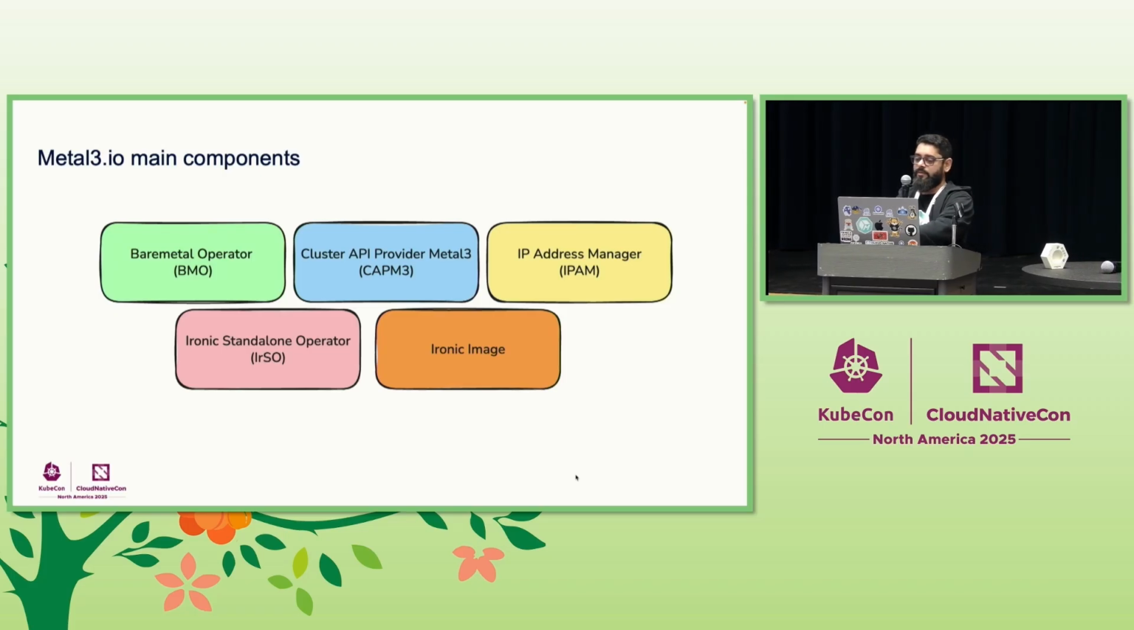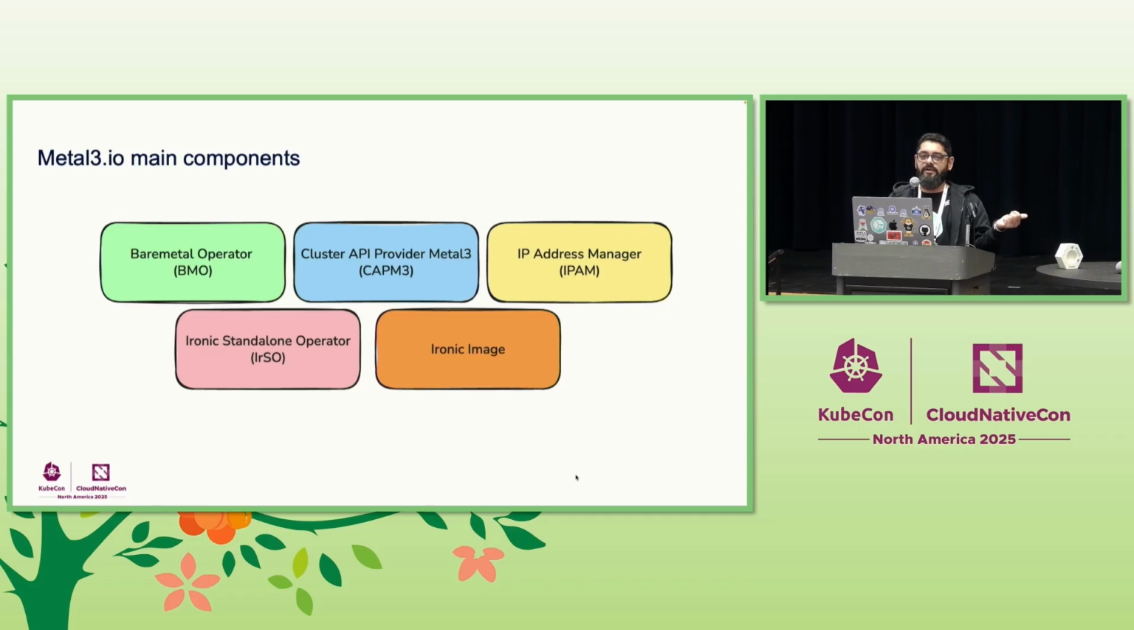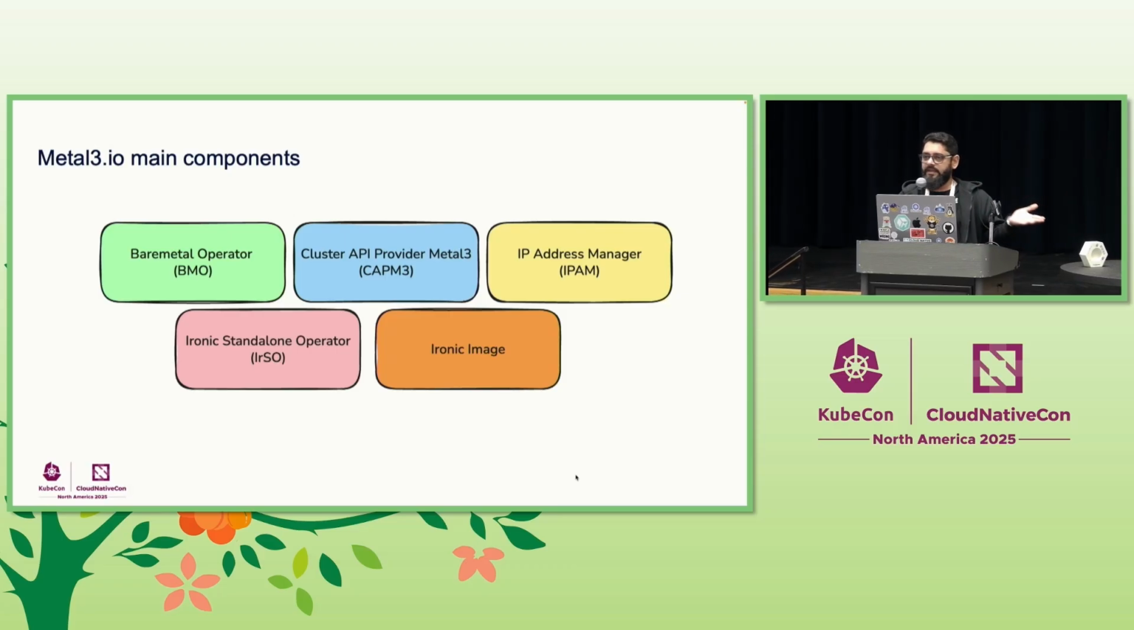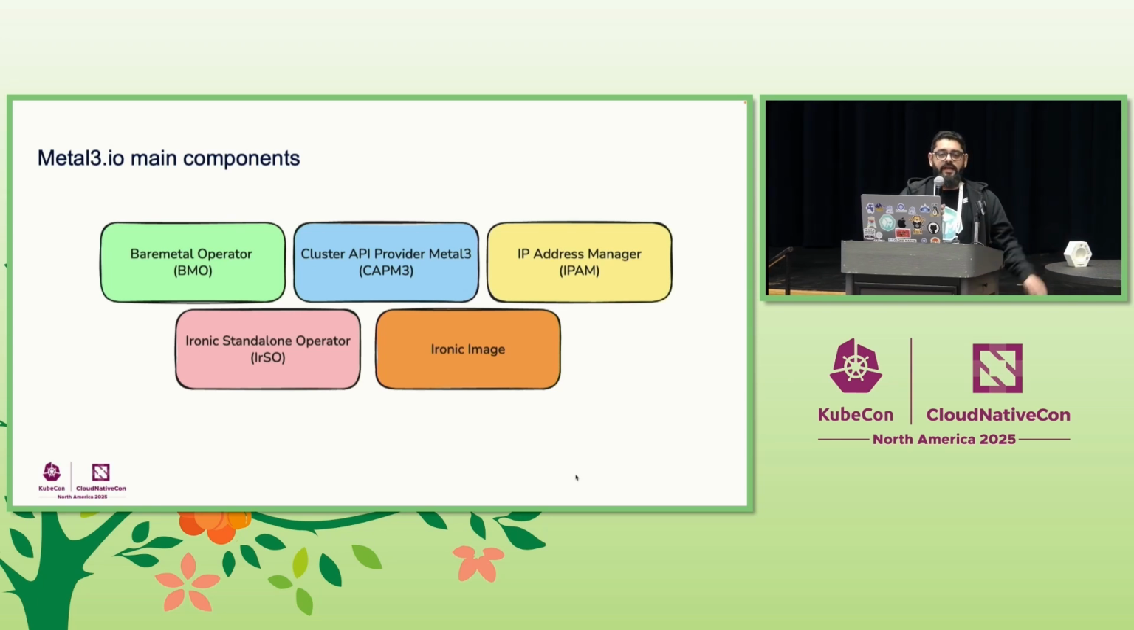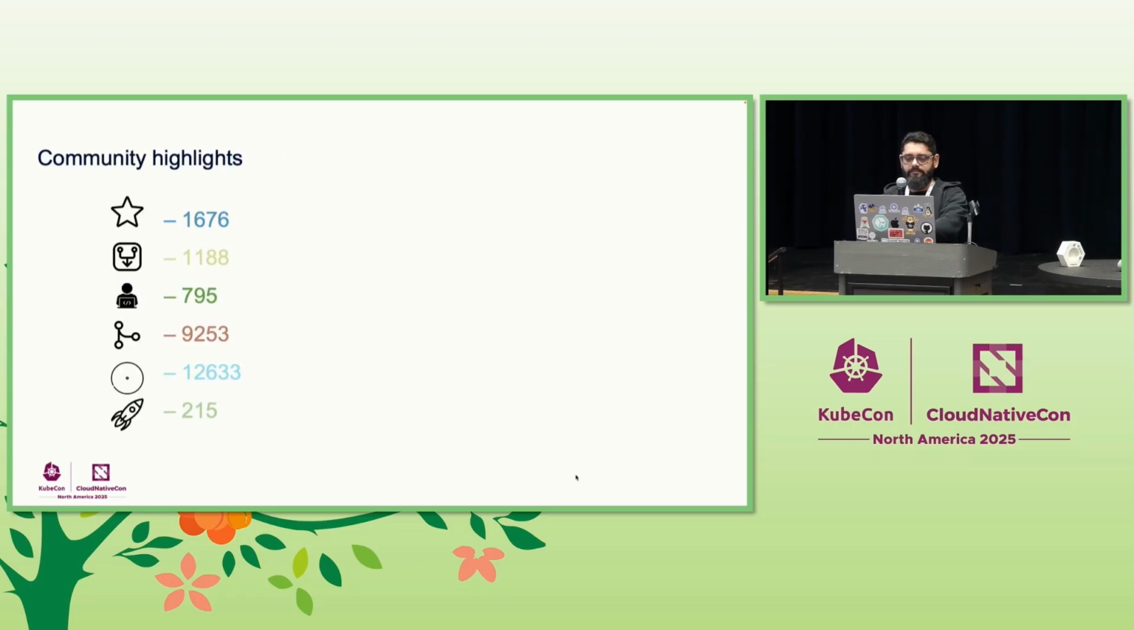These are the main components of MetalCube. Bare Metal Operator is the controller that handles the provisioning and deprovisioning of the hosts. We have, as I said, Cluster API Provider MetalCube, which connects Cluster API with the BMO. We have a static IP address manager, and we also have Ironic, which is the underlying engine for low-level provisioning.